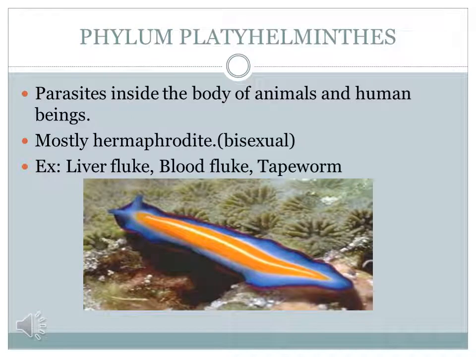The next phylum is Platyhelminthes. Platyhelminthes are commonly known as flatworms. It has a dorso-ventrally flattened body, either free-living or parasitic. It lives inside the body of animals and human beings. Tissues are differentiated from three layers of cells and are triploblastic. Some examples of phylum Platyhelminthes include tapeworm, liver fluke, and blood fluke.